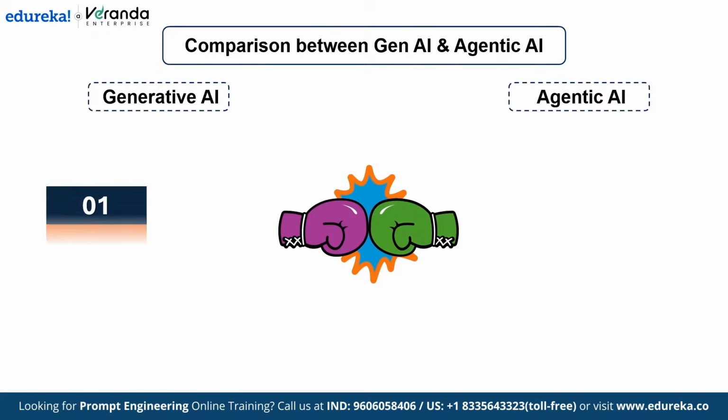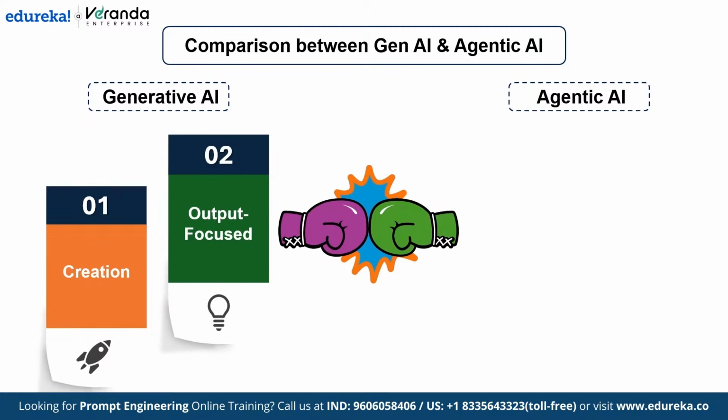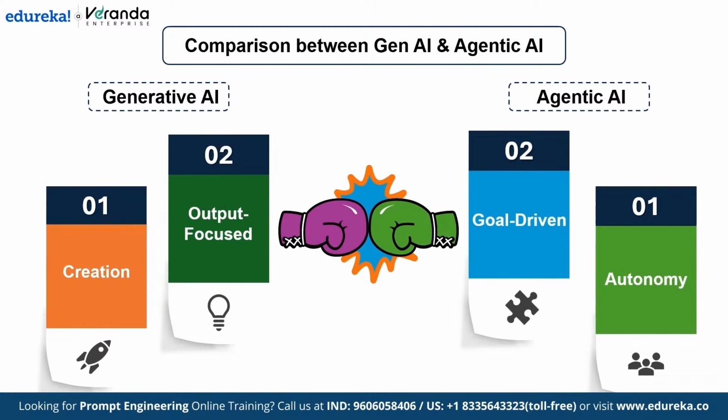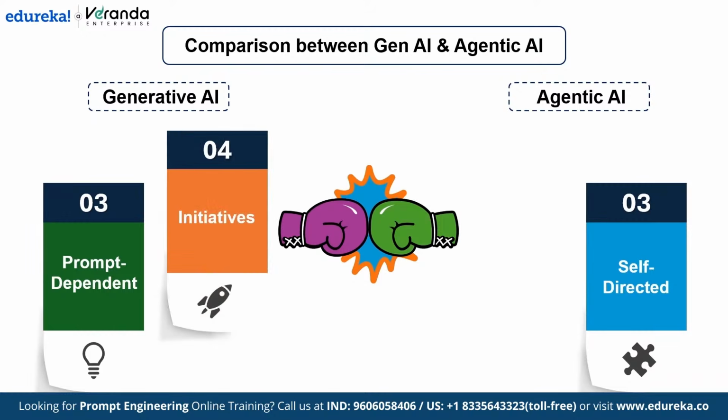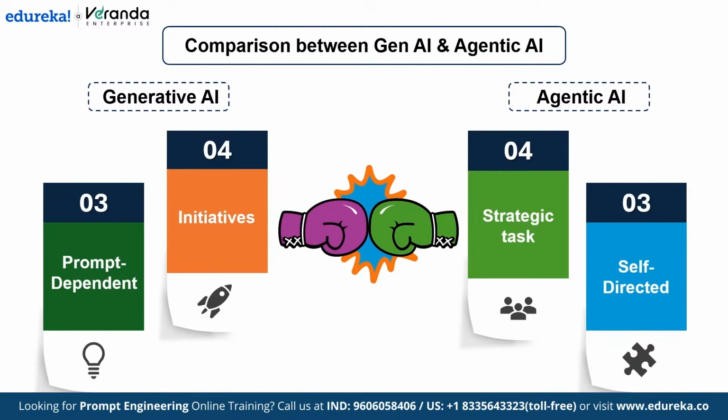Generative AI is primarily focused on creation, excelling in output-focused tasks such as generating text, images, or other forms of content. Its adaptability is limited as it relies heavily on prompts for guidance and lacks the ability to operate independently. In contrast, Agentic AI emphasizes autonomy, making it goal-driven and capable of dynamically adapting to changing environments. Unlike the prompt-dependent nature of generative AI, Agentic AI is self-directed, enabling it to take the initiative and execute strategic tasks effectively. These differences highlight the complementary roles of both AI types in addressing distinct challenges.